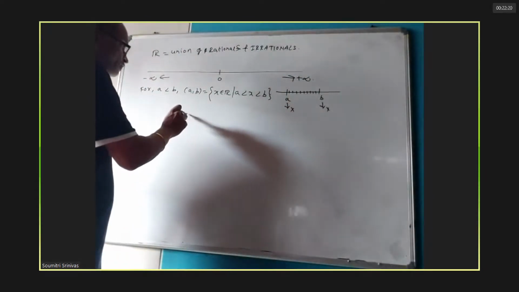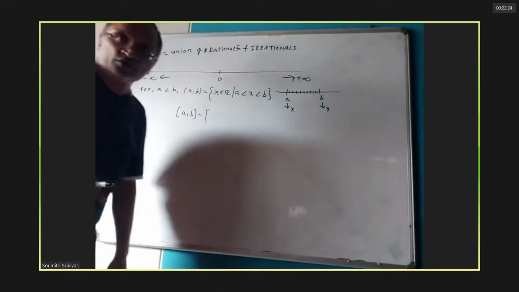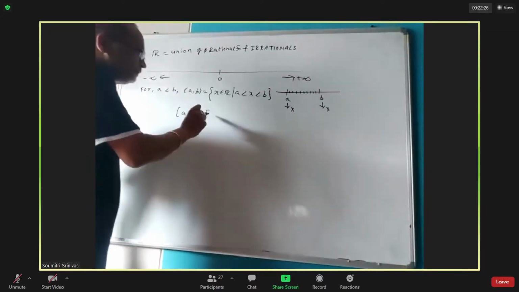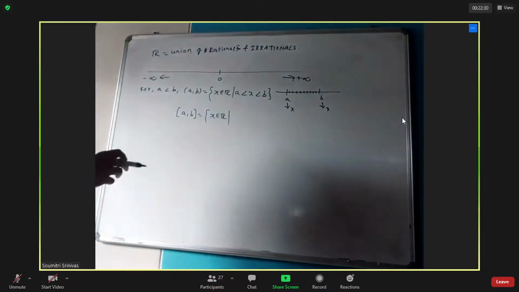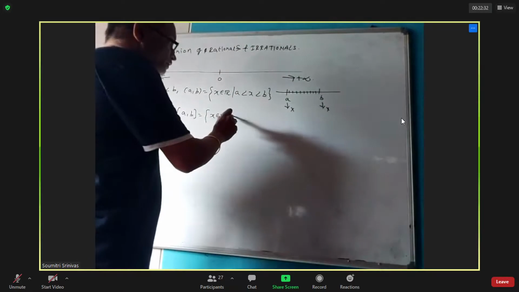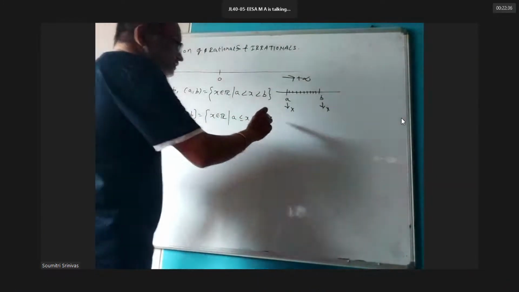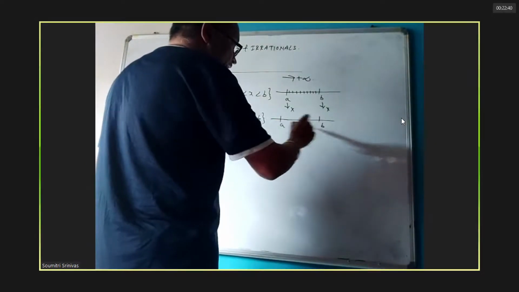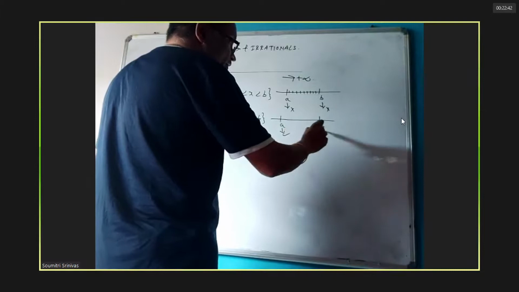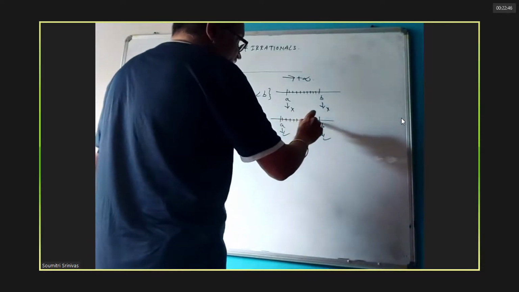What is the closed interval a comma b? Set of all x belonging to R such that a less than or equal to x less than or equal to b. Here a and b are included, along with all real numbers in between.